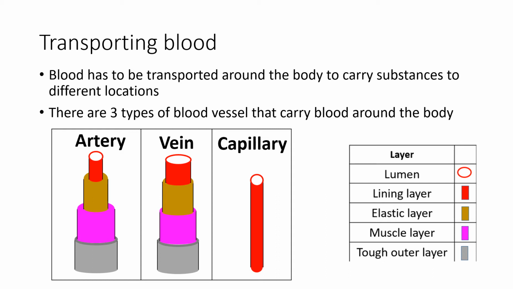You don't have to know the specific layers, so you don't have to know the lining, the elastic, the muscle, etc., but it's there because you're going to find it easier when we go through the adaptations to have a familiarity with the structure of each of the different blood vessels.